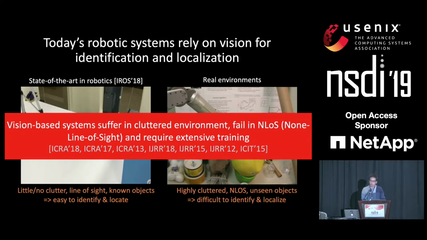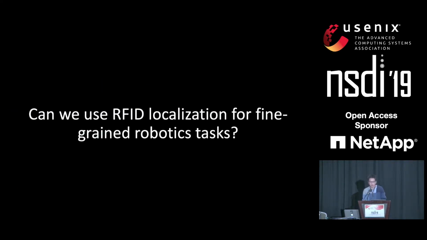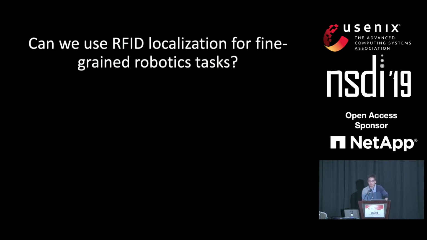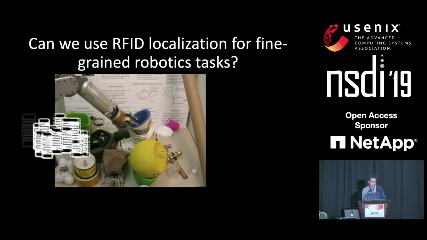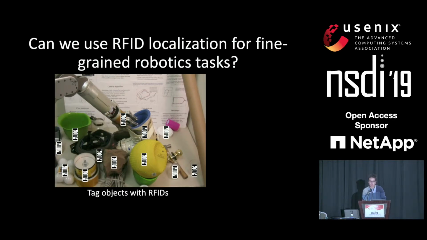In the past few years, we have seen a lot of research work in RFID localization. So we're asking this question: can we use RFID localization for fine-grained robotic tasks? The application scenario is pretty simple. We have an environment like this, and we have RFIDs, which cost about 3 cents each, and we tag all the objects of interest with RFID. In fact, a lot of companies are trying to replace barcodes with RFID, so many manufactured products are already tagged with RFID. One of the biggest advantages of using RFID is that it contains the ID automatically, so identification is trivial.